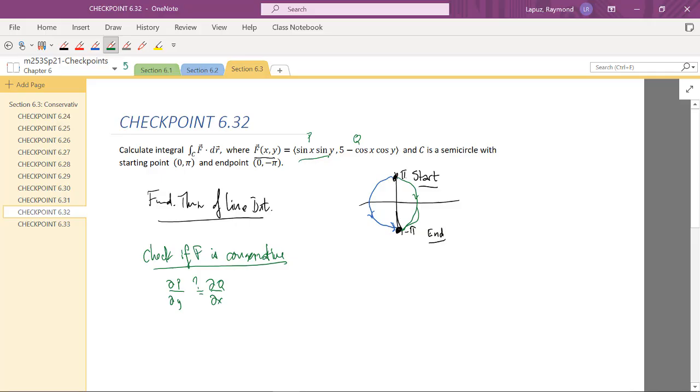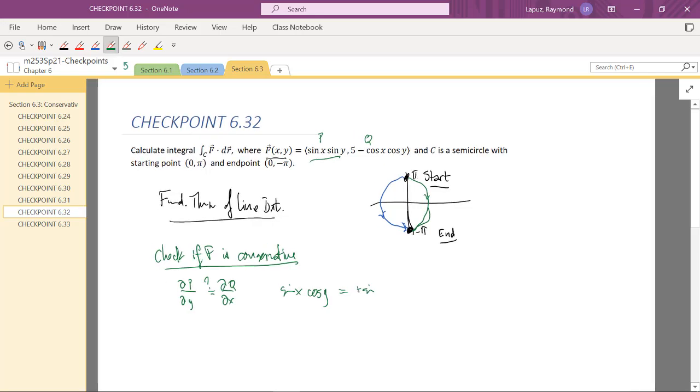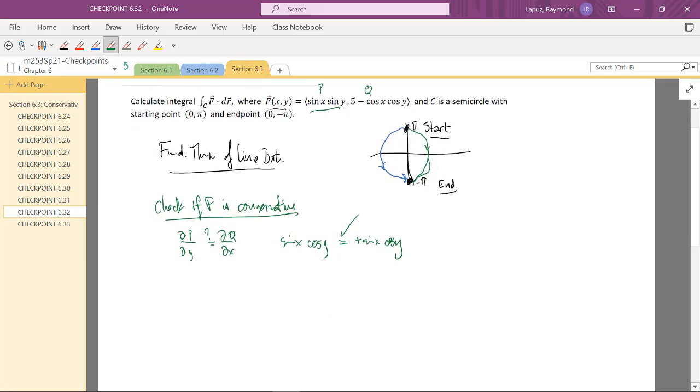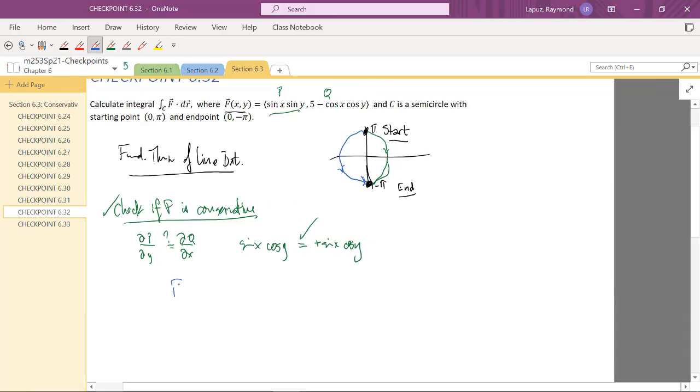The derivative of sine is cosine. So this would be sine x cosine y. And now we take the derivative of q with respect to x. The derivative of 5 is 0, the derivative of cosine is negative sine. So this would be negative, negative sine, so that makes it a positive. Sine x cosine y. And yes, they are equal to each other. So that is conservative.